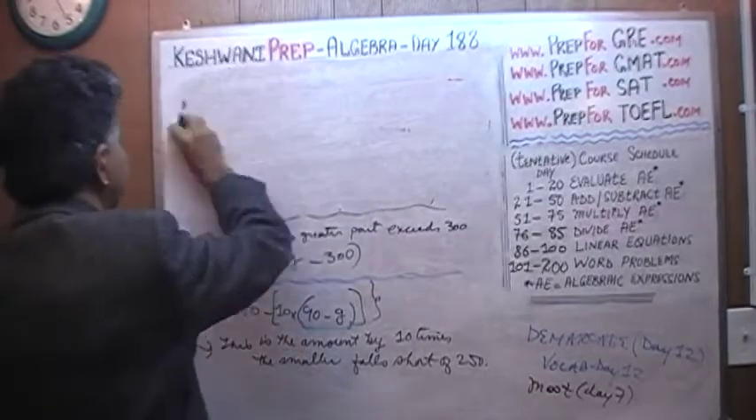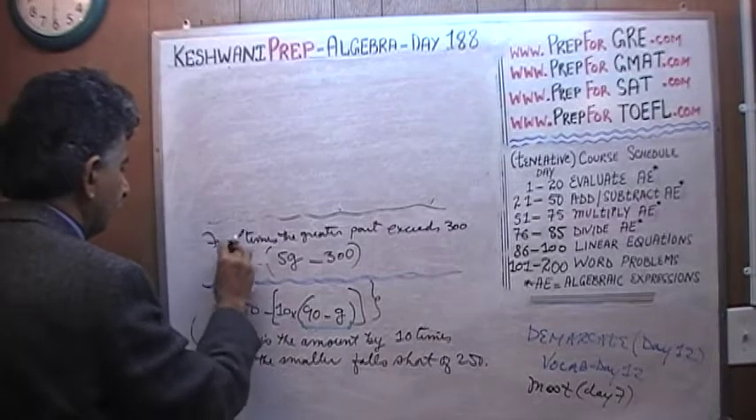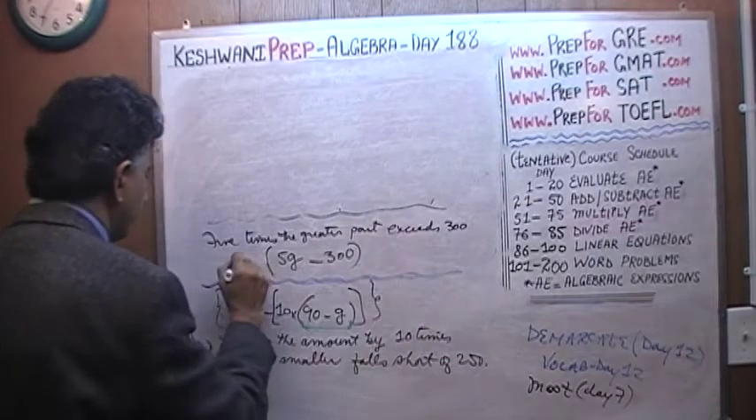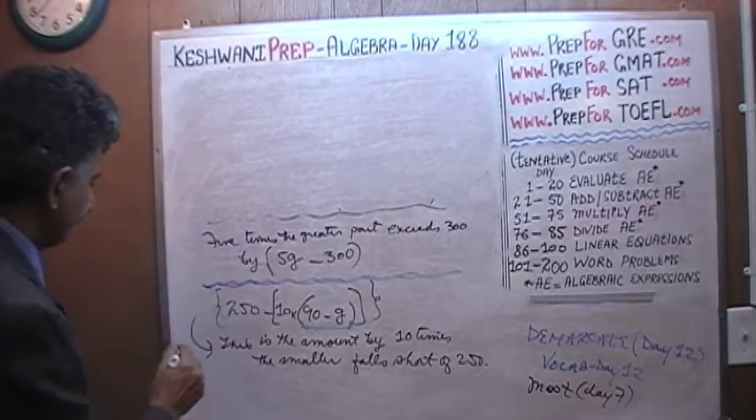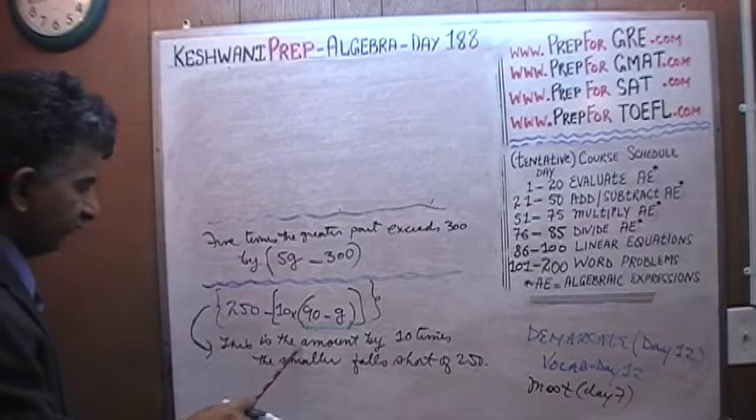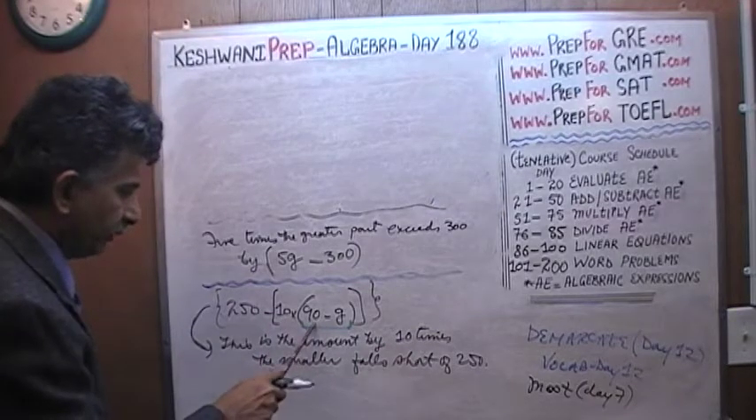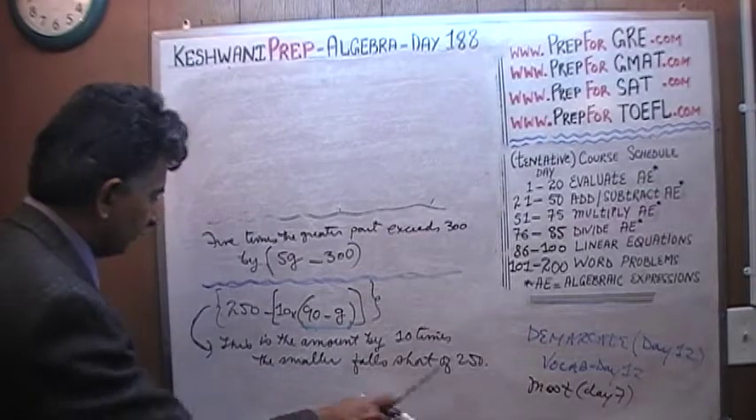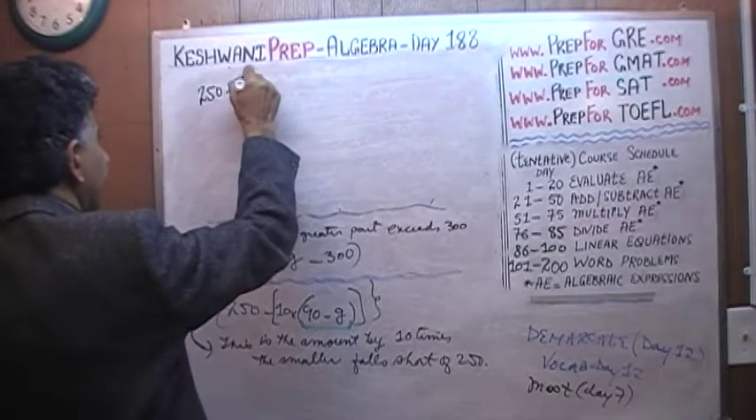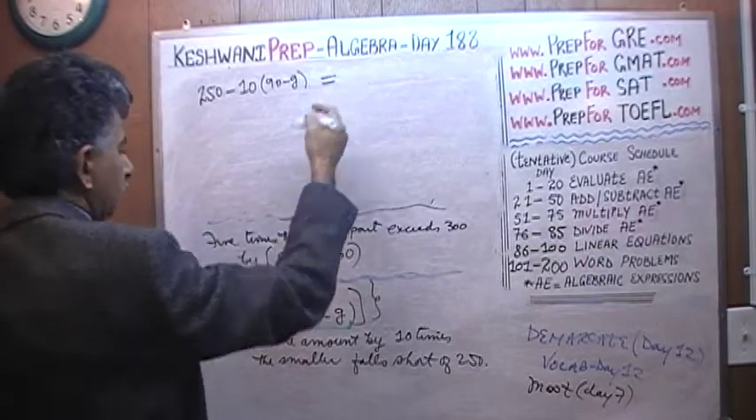I need the room, as I said. Five times the greater part exceeds 300 by this quantity. And what does this quantity represent? This is the amount by which 10 times the smaller part, 90 minus g, falls short of 250. So 250 minus 10 times 90 minus g must equal this quantity.